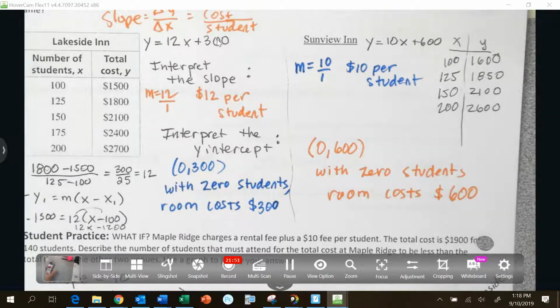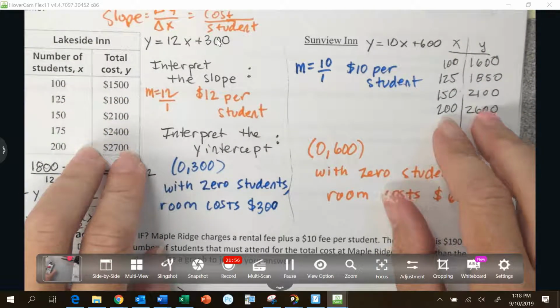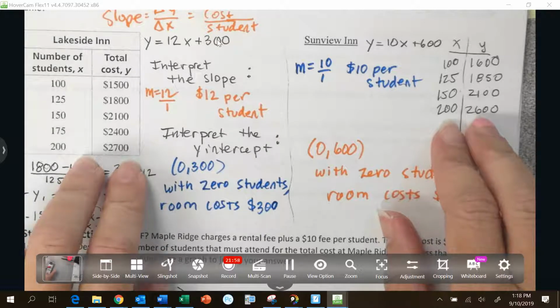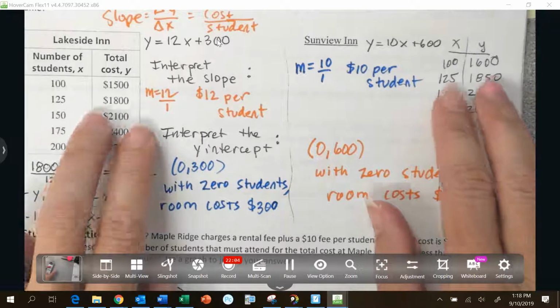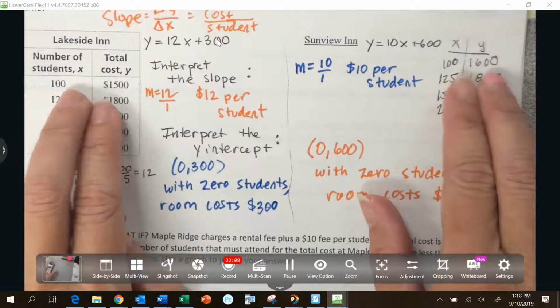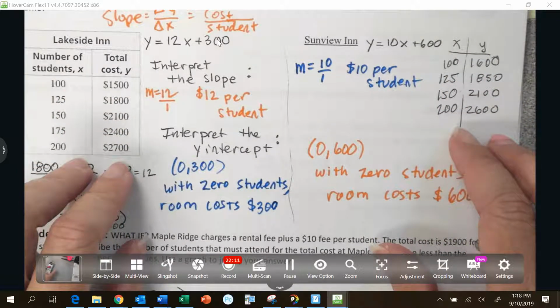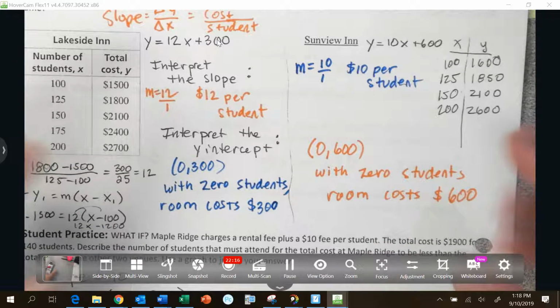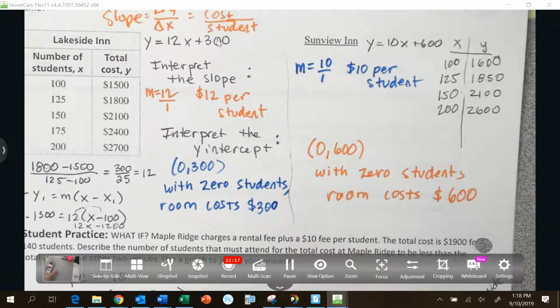It depends on how many total students, because I also made a table to compare. If you look at 200 students, Lakeside is costing more. But if you look at 100 students, Sunview is costing more. So it's going to depend on the number of students that are coming. At what point will they cost the same amount? What is that one number that it wouldn't matter? Did you find it? 150 students, they would both cost $2,100.